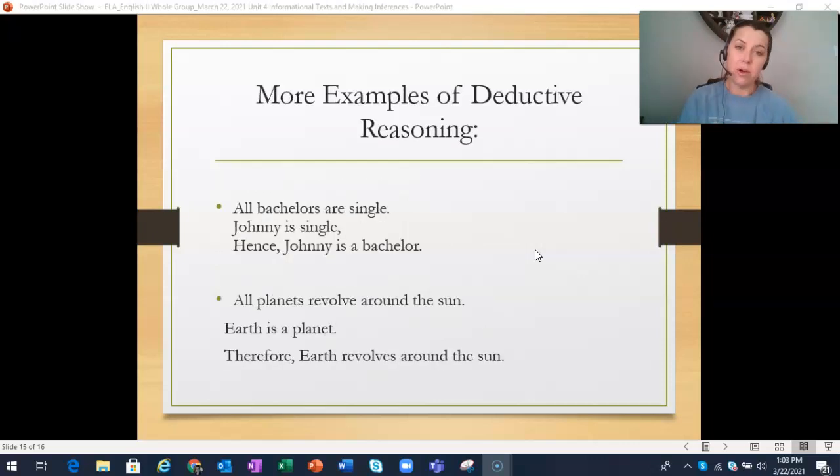So let's look at some more examples of deductive reasoning. All bachelors are single. Okay, broad general statement. All bachelors are single. Johnny is single. It's a little more specific, right? Therefore, Johnny is a bachelor. Now I've moved into a very specific deductive reasoning stance here.